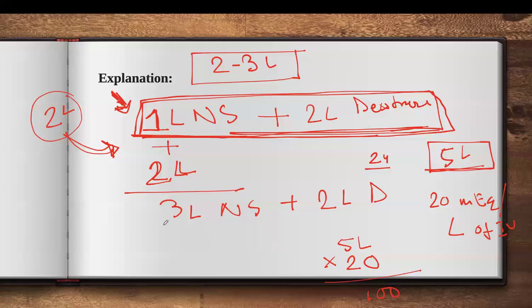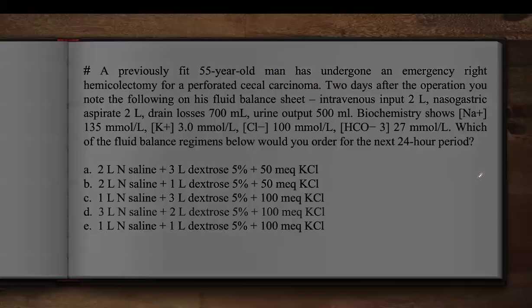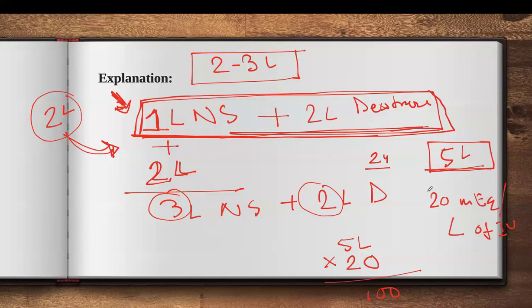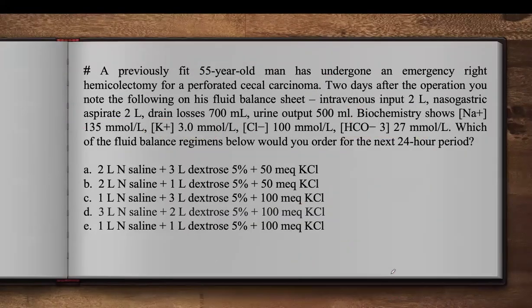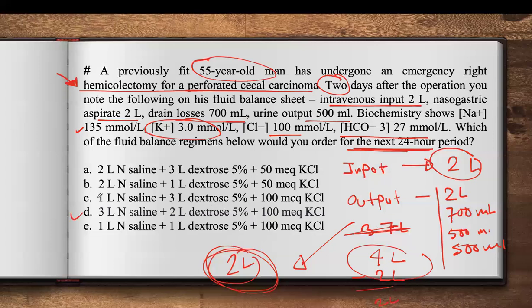So again, we know that we are giving 3 plus 2, 5 liter fluid in this patient. The potassium replacement is 20 milliequivalent per liter of IV fluid we are giving. So we are giving 5 liter. So 5 into 20 equals 100. So 100 milliequivalent of potassium. So that's your answer: 3 liter normal saline, 2 liter dextrose, 100 milliequivalent of potassium. Okay.